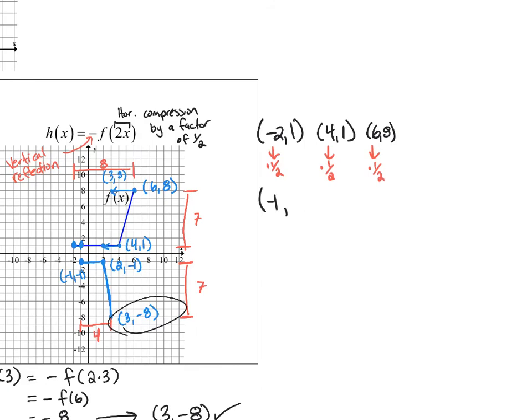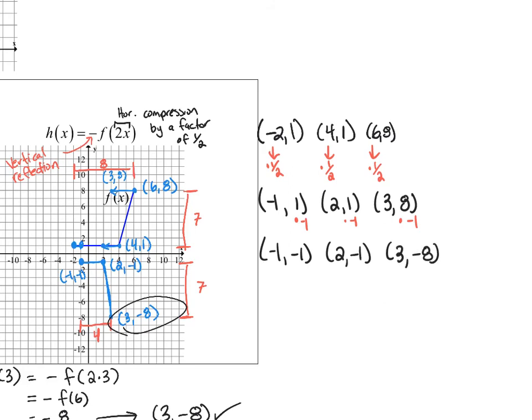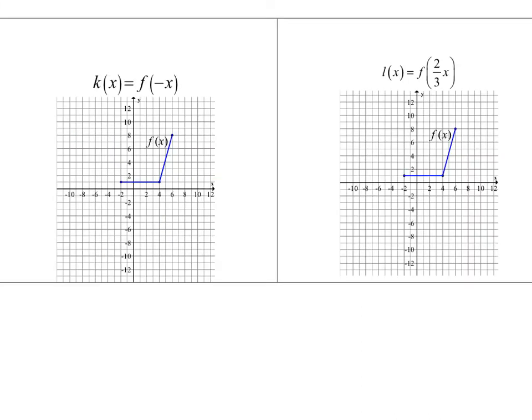So we get -1, we're not changing the y values here. Okay. And then we do what's on the outside, which is to multiply the y values by -1. Now we're keeping the x value the same, but changing the y. So let's check. (-1, -1), (2, -1), (3, -8). That all checks out. We have two more examples.